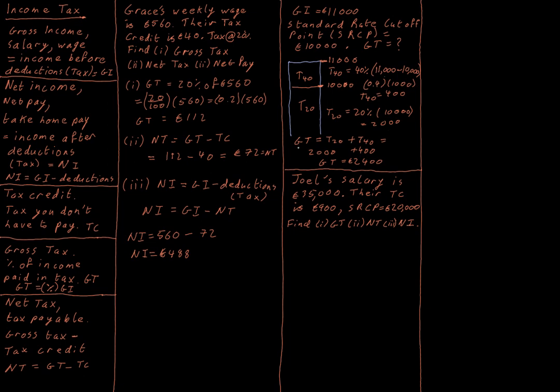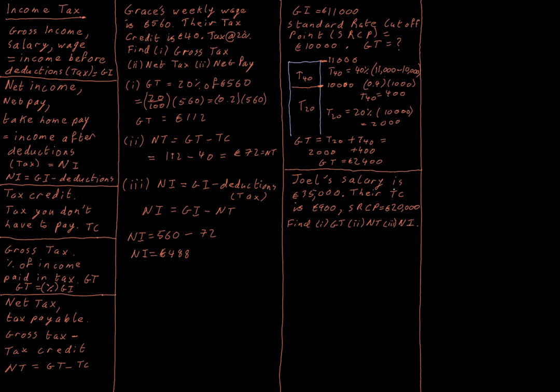So our gross tax now is a little bit more complicated. It's not just 20% of something. It's going to be 20%, the amount we have to pay at the 20% rate, the lower rate, or the standard rate, and then the higher rate of tax, the 40% rate, how much do we have to pay there? And our gross tax is now the two of them added together. This is our total gross tax. Now let's put this into practice.